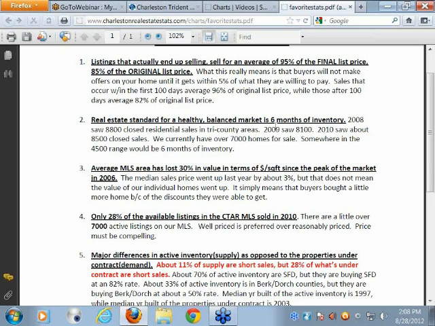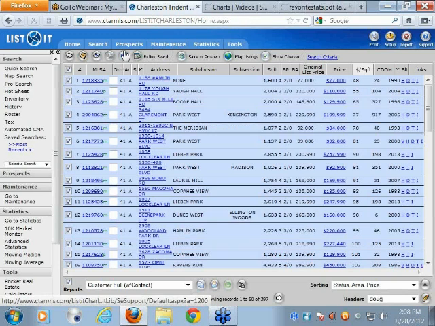So the first home I've picked today is in Burnsdown in West Ashley. So let's go just take a look on the MLS at Burnsdown. So I'm going to do a quick search.